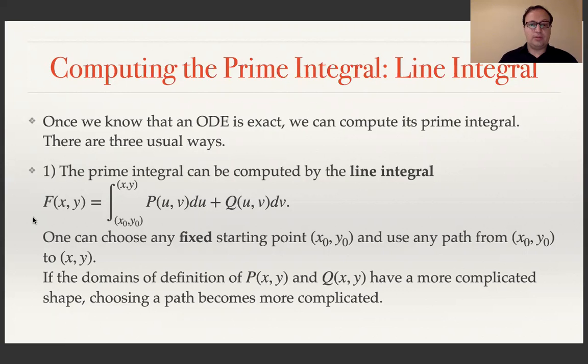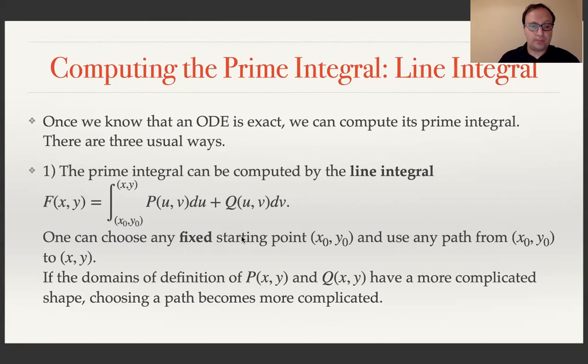is we compute the line integral of p dx plus q dy, except that I'm using some different variable names because I'm computing this integral from a fixed starting point x0, y0 to the point x, y where we're computing f of x and y. So I'm going to give x and y new names under the integral. x will be u and y will be v. So this is the integral of p of u and v du plus q of u and v dv.